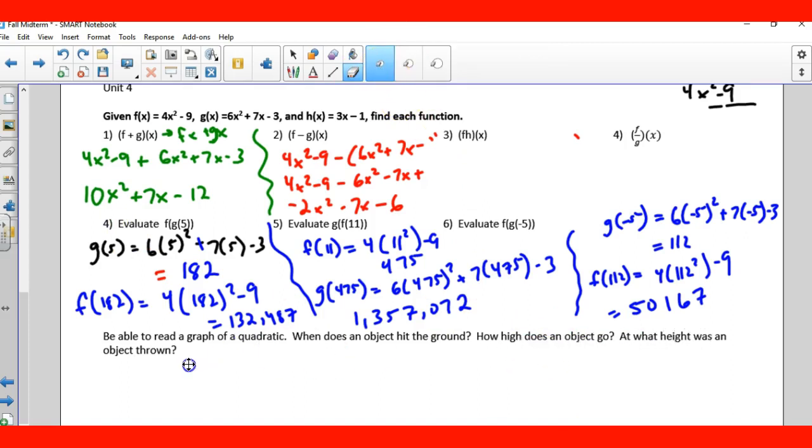Be able to read a graph of a quadratic. When does an object hit the ground? Make sure you understand how high an object goes. That's the maximum. And then at what height was the ball? What height was an object thrown?